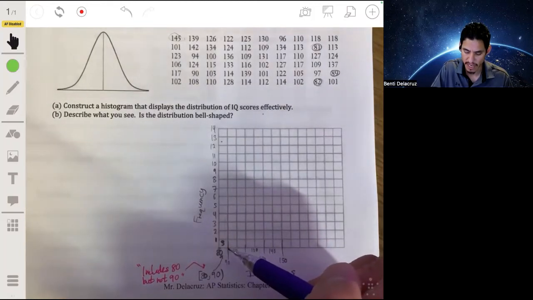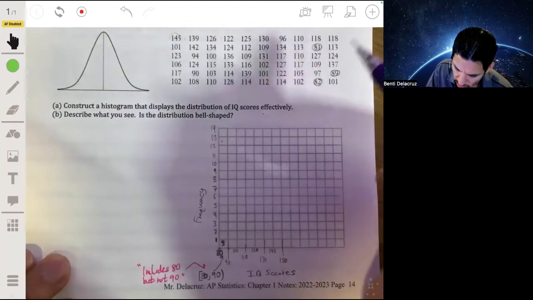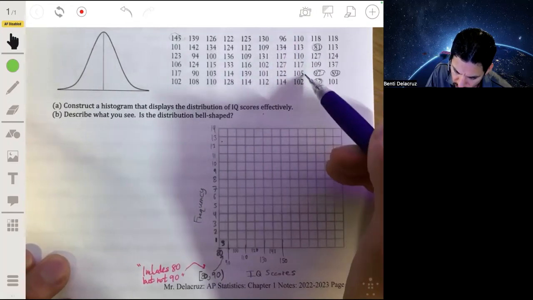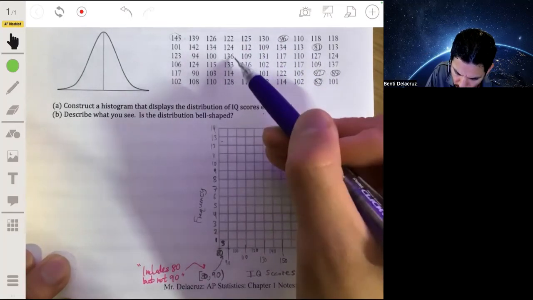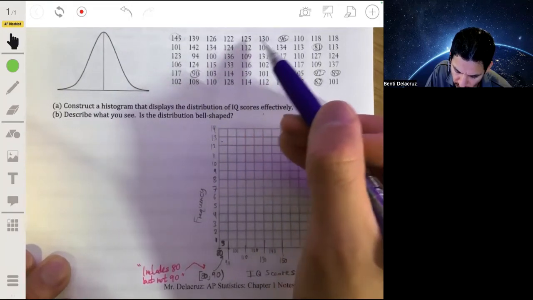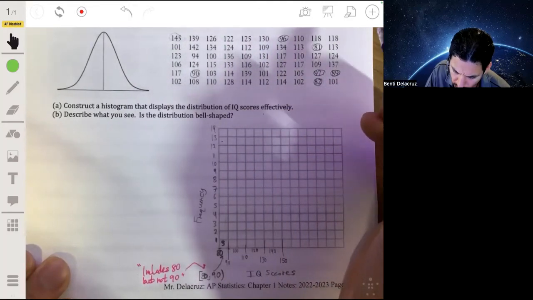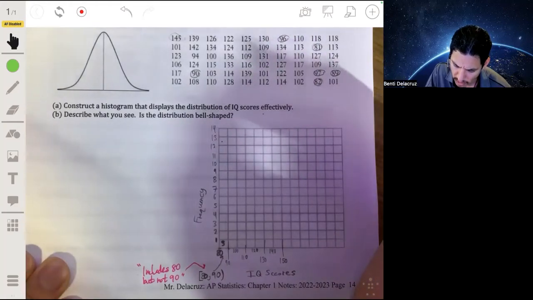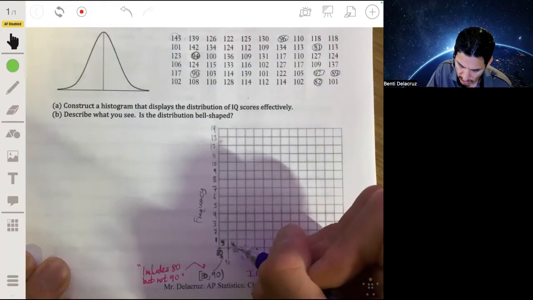Now let's see values from 90, but less than 100. So we include 90. We should have 1, 2. So this 90 would go there. 3. And I think, oh yeah, 4. They're 4. 94. So we're gonna have 4 in here.